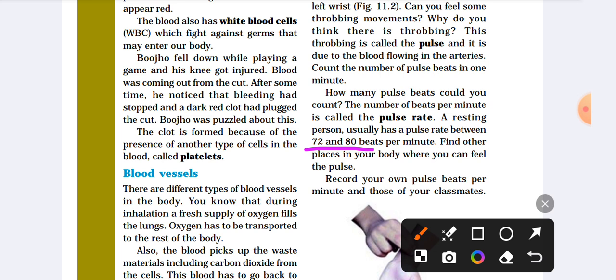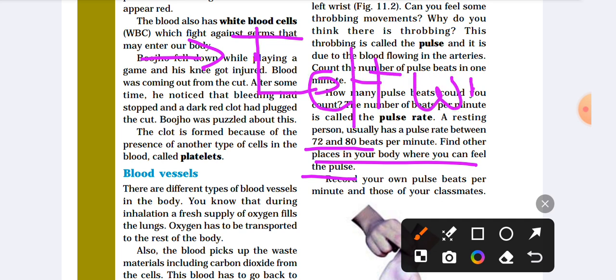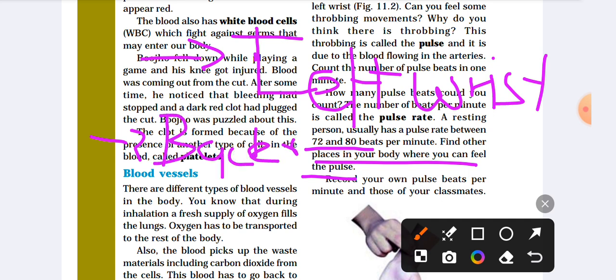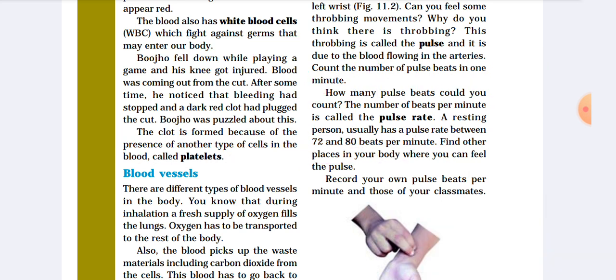Now, you have to find other places in our body where you can record the pulse. We can find the pulse first of all on the inside of our left wrist. Next, we can find it at the back of the neck, and last but not least at the chest.